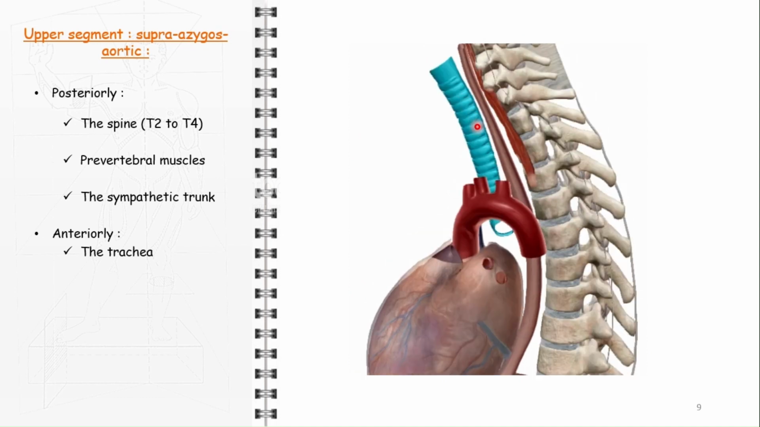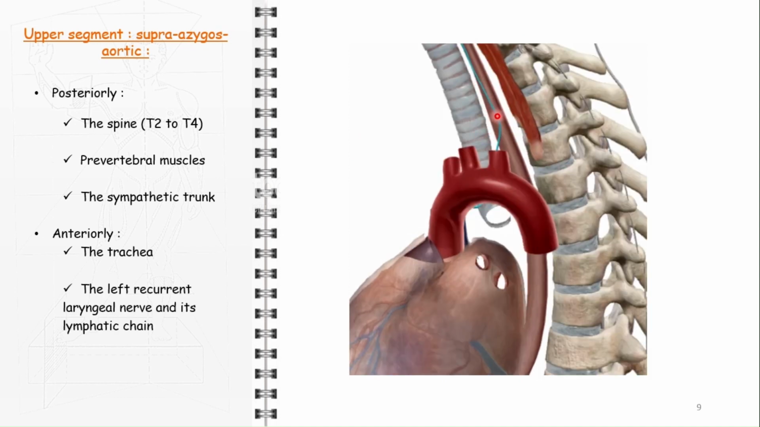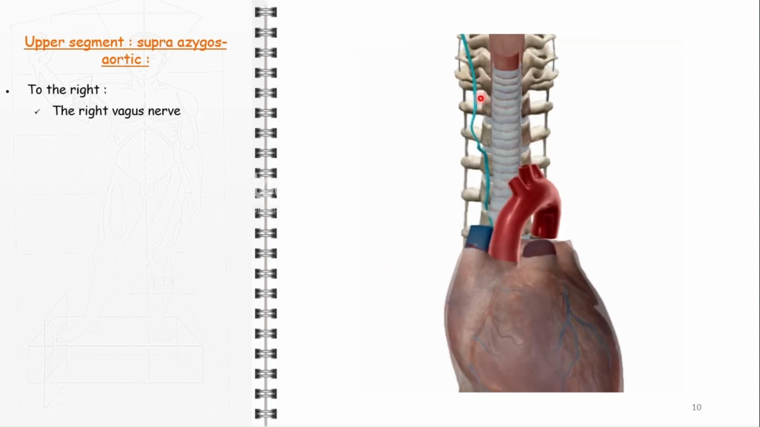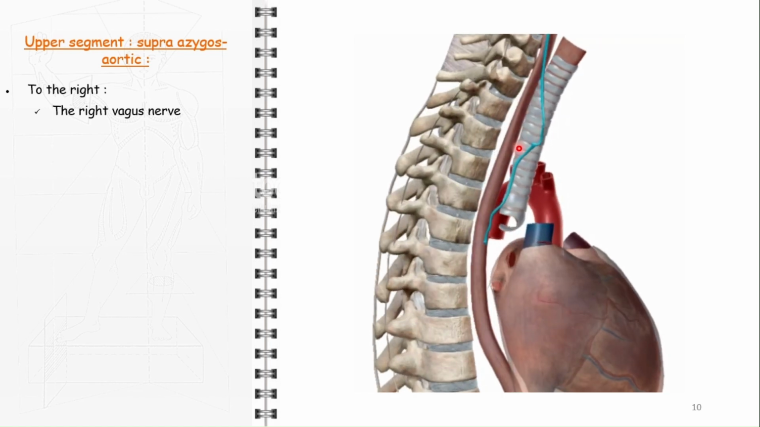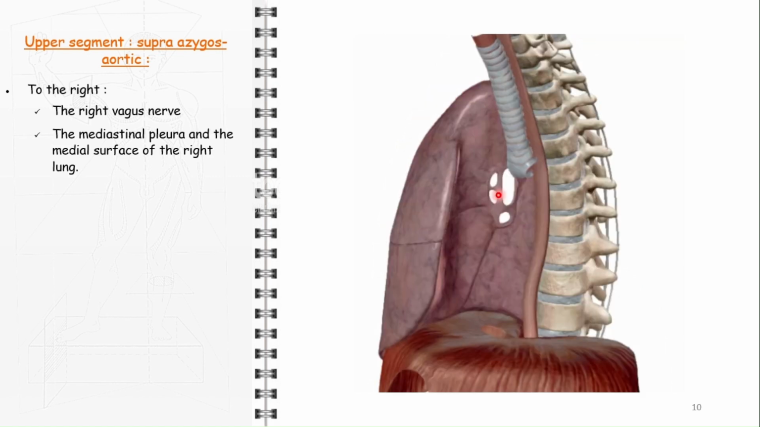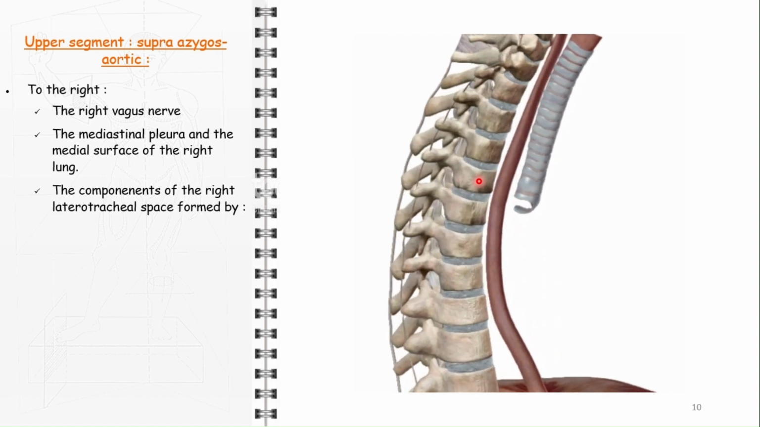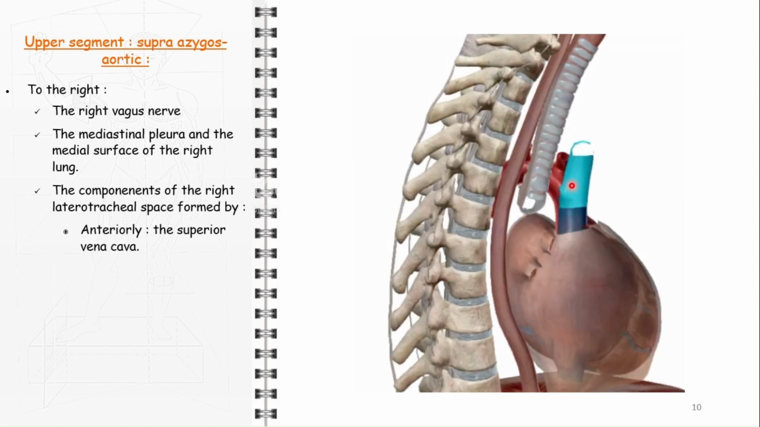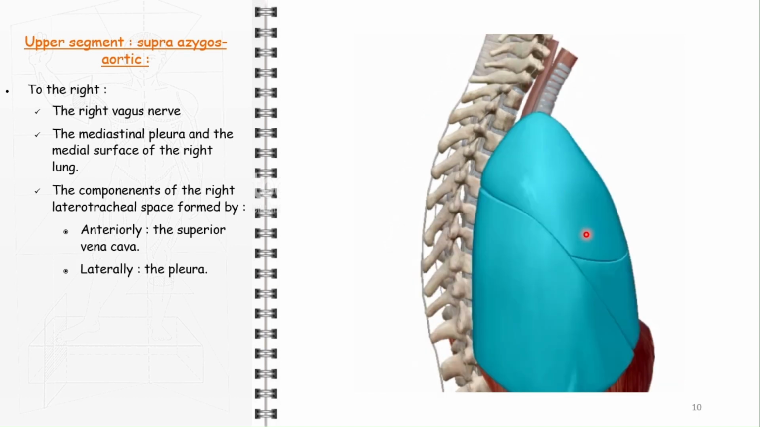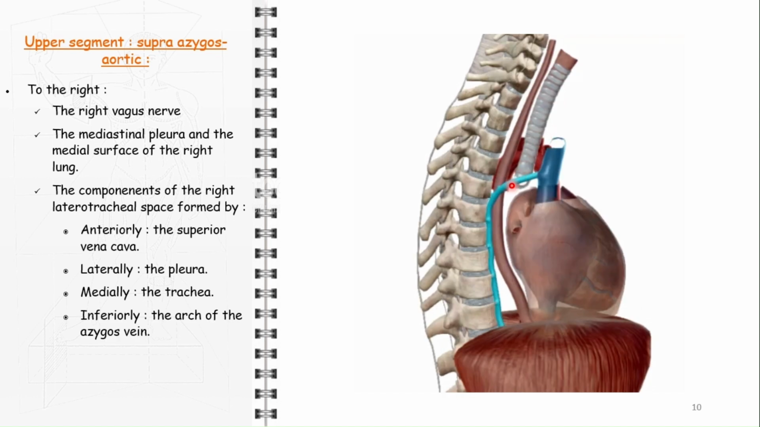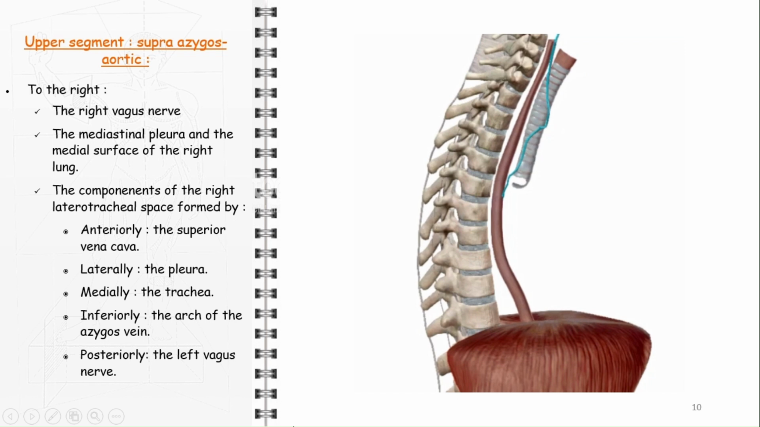Anteriorly, the trachea, the left recurrent laryngeal nerve, and its lymphatic chain. To the right, the vagus nerve, crossing obliquely, downward and backward, along the lateral surface of the trachea, to reach the right border of the esophagus; the mediastinal pleura and the medial surface of the right lung. The components of the right laterotracheal space, or Barety's space, formed by: anteriorly, the superior vena cava; laterally, the pleura; medially, the trachea; inferiorly, the arch of the azygos vein; and posteriorly, the left vagus nerve.